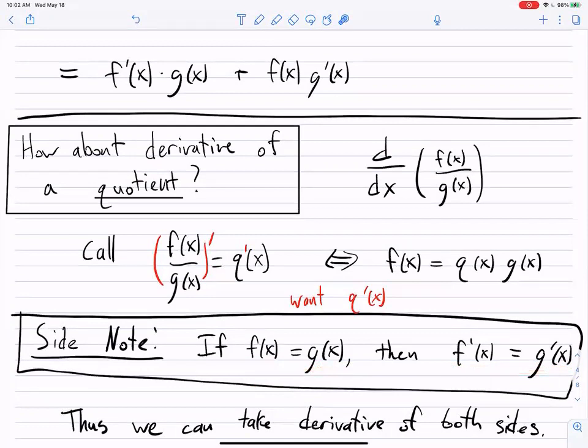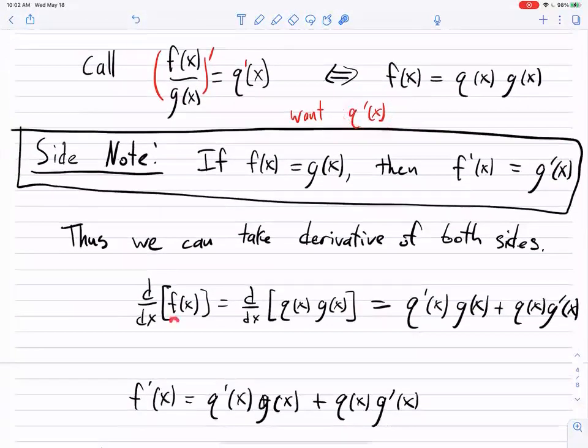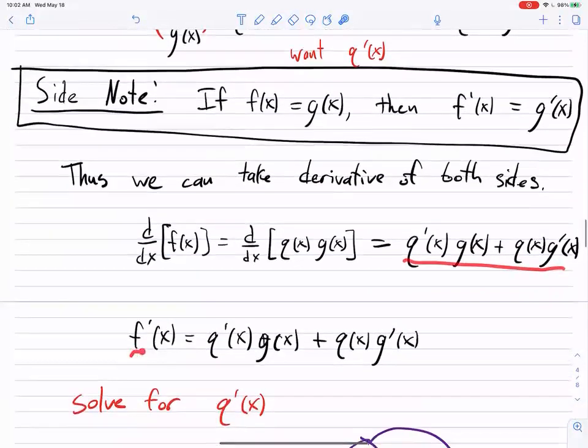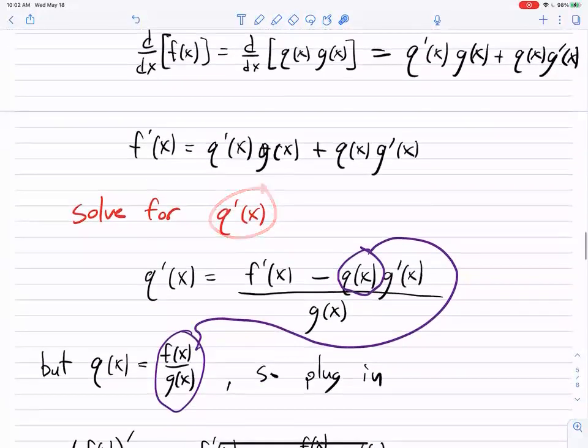And so we want to use that fact to make q prime of x pop out. The idea is to take the derivative of both sides and do the product rule on the right-hand side, and you get f prime of x equals q prime of x, g of x plus q of x, g prime of x. Now we just want to solve for q prime of x. We do some clever algebra, and you get q prime of x equals f prime of x minus q of x, g prime of x over g of x.